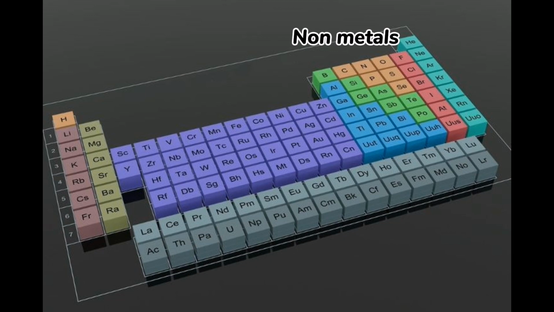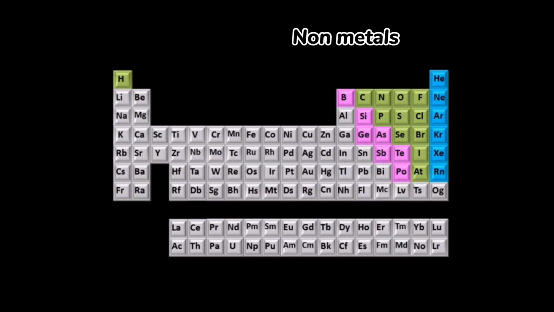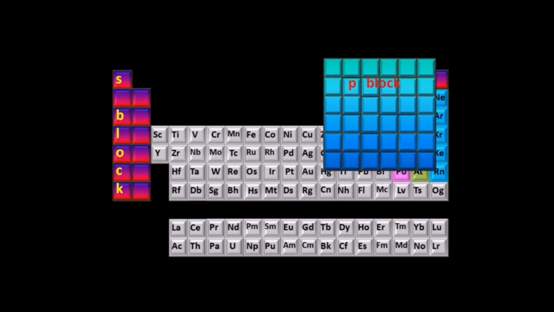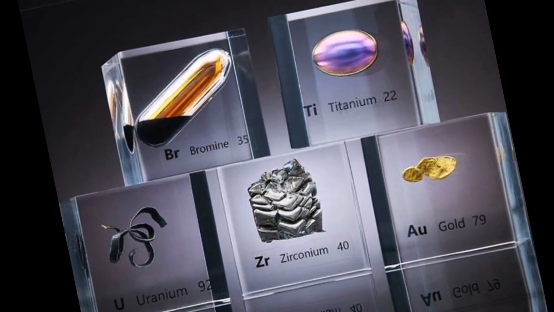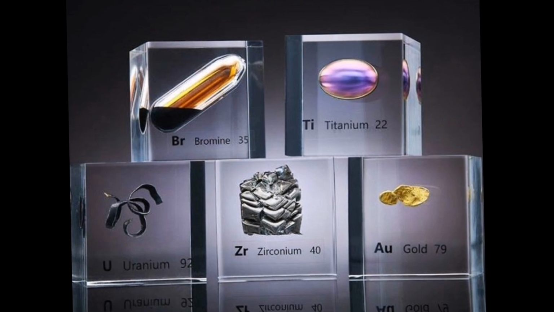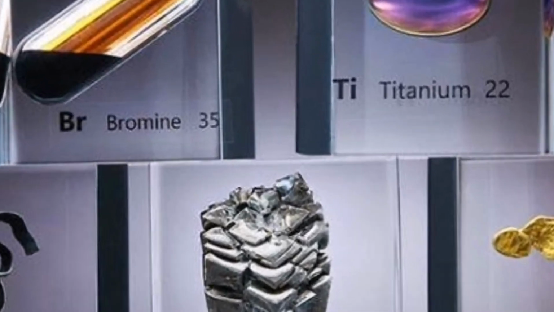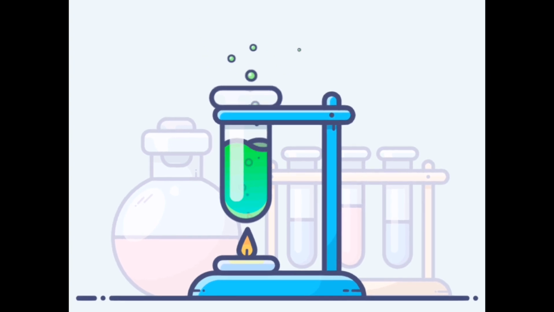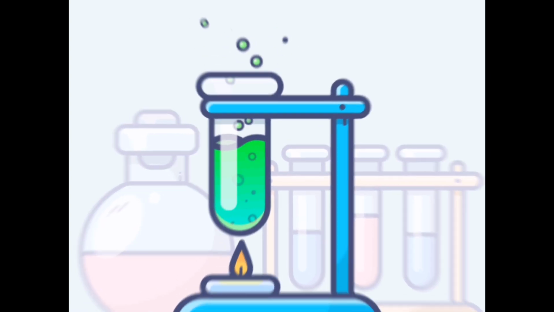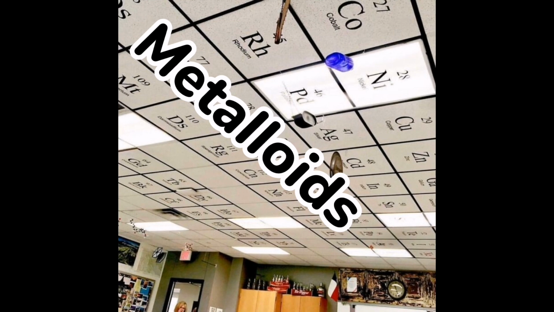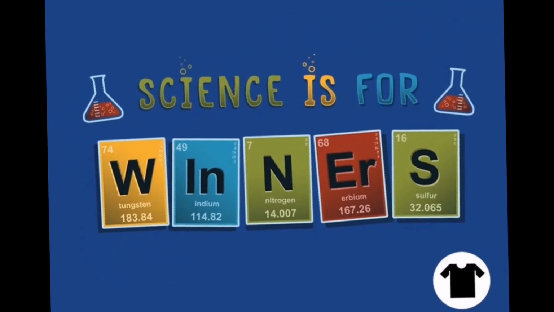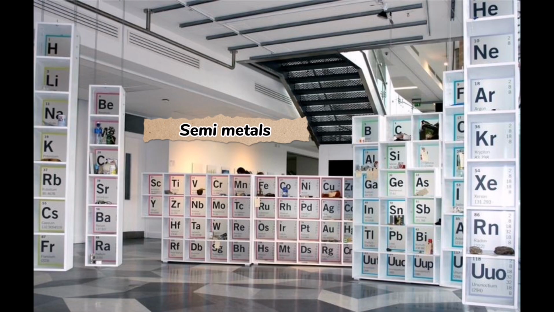Non-metals. These elements lie on the top right-hand side of the periodic table. Usually they are p block elements. Non-metals are either solids or gases at room temperature, except bromine, which is liquid with low boiling and melting point. They are bad conductors of heat and electricity, and they are brittle solids. Metalloids. These have specific characteristics common to both metals and non-metals. These are also known as semi-metals.